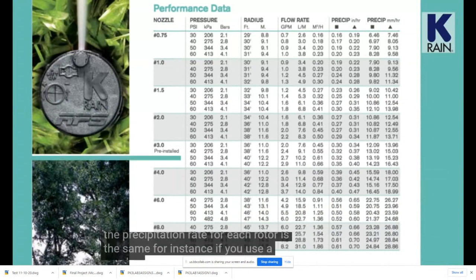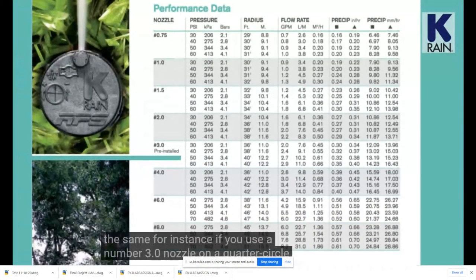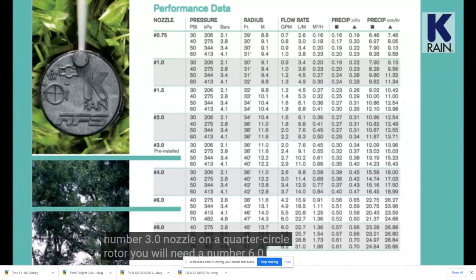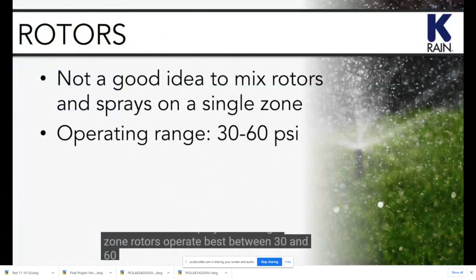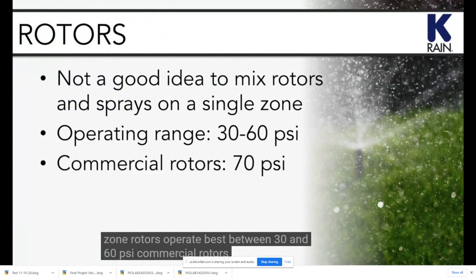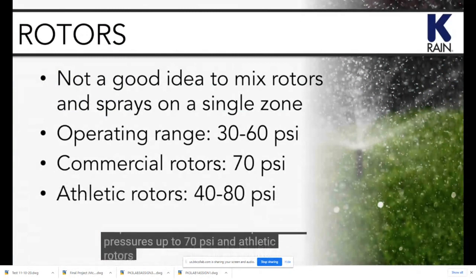For instance, if you use a number 3.0 nozzle on a quarter circle rotor, you'll need a number 6.0 nozzle for a half circle rotor on the same zone in order to match the precipitation rates of the rotors. In general, rotor precipitation rates are lower than those of fixed sprays, so it is not a good idea to mix rotors and sprays on a single zone. Rotors operate best between 30 and 60 psi. Commercial rotors will perform at pressures up to 70 psi, and athletic rotors require pressures between 40 and 80 psi to operate.